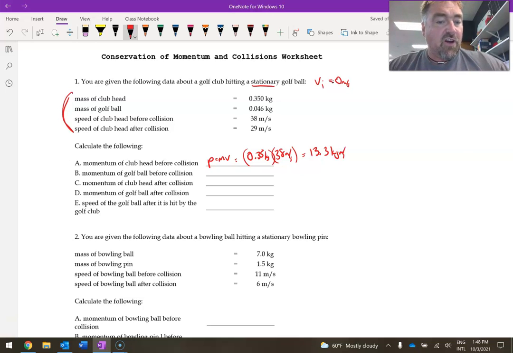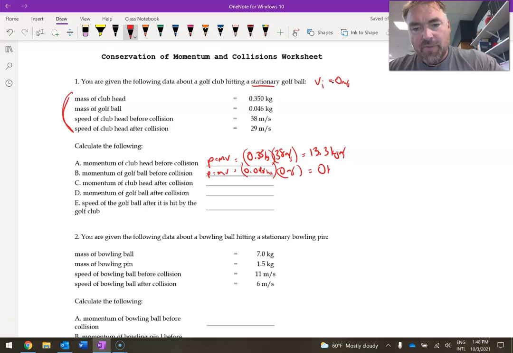We want to know the momentum of the golf ball before the collision. Well, we know the mass of the golf ball, so P is equal to m times v yet again. That's 0.046 kilograms, but it really doesn't matter because the initial velocity is 0 meters per second. So that's going to be a nice, easy 0 kilogram meters per second.